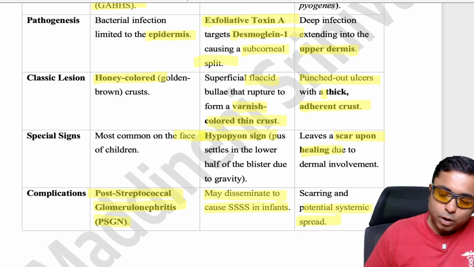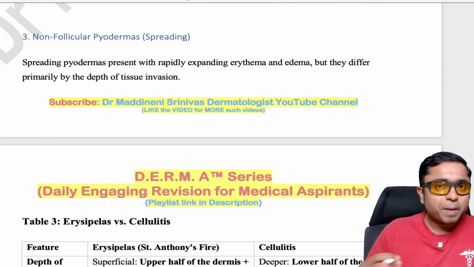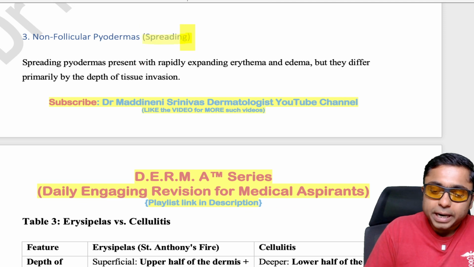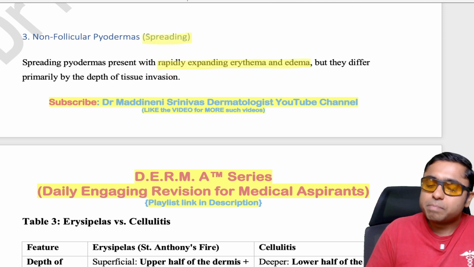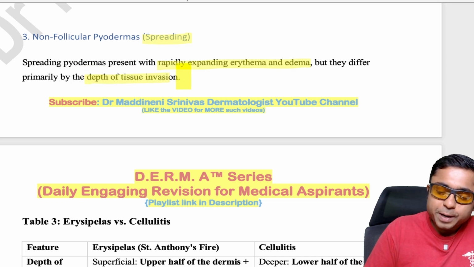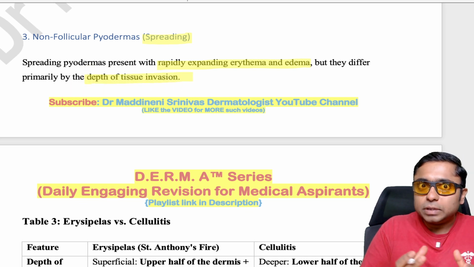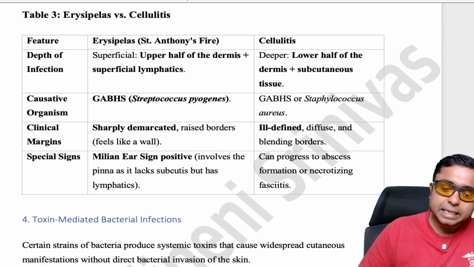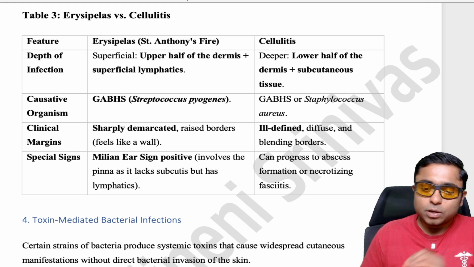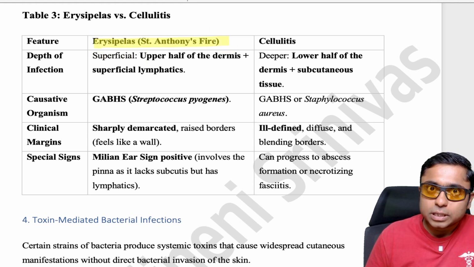and it also has potential systemic spread. Coming to the non-follicular pyodermas or spreading variety, here the patients are going to have rapidly expanding erythema and edema, but they differ primarily by the depth of the tissue invasion. As you can see here, we have these two types, erysipelas and cellulitis. Erysipelas is also called Saint Anthony's fire.